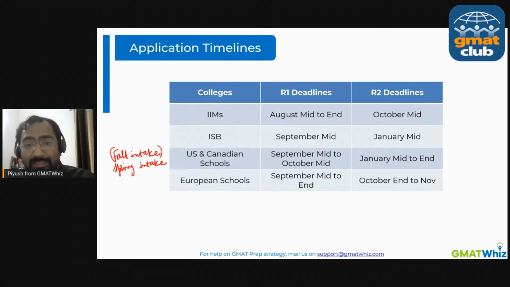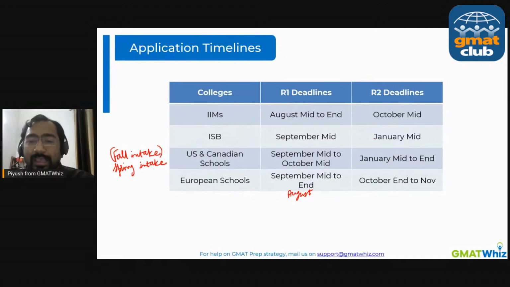Now, when it comes to European schools, generally they have their first round from mid to end of September. Very few of them will have their first round in October. In fact, some might even have their first round starting as early as August. And generally, the concept in European B-schools is that they have multiple rounds.